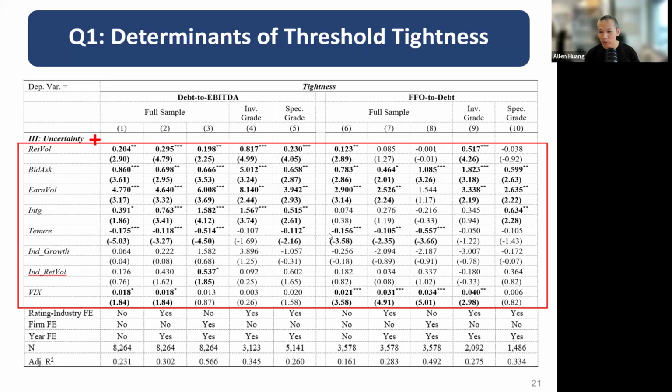And in these regressions, some of them don't include fixed effects in the first column here, and we progressively try to add more fixed effects, including firm-year fixed effects, and we find very similar results across the fixed effect structures here. And we also find similar results with investment grade and speculative grade rated firms separately.